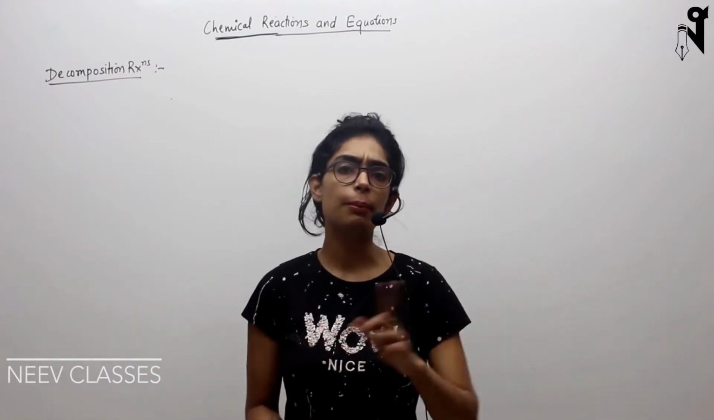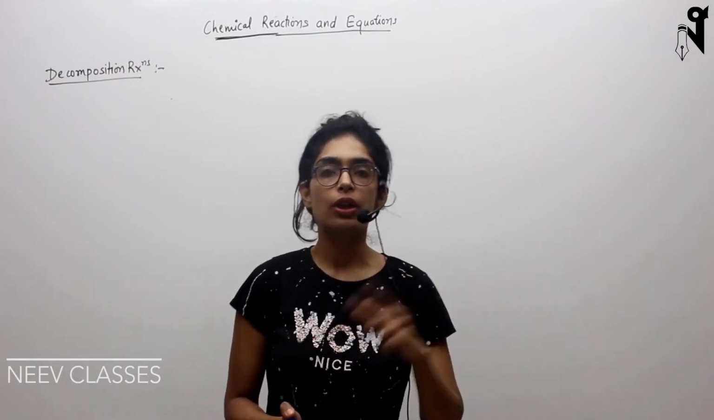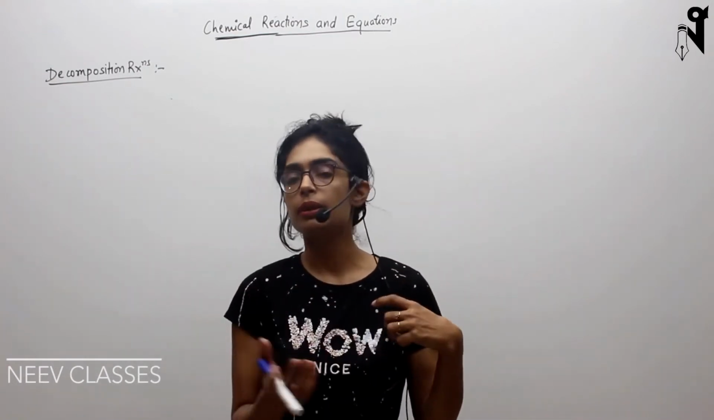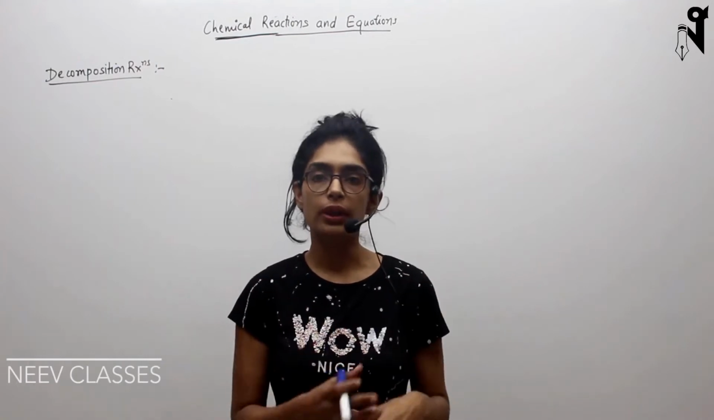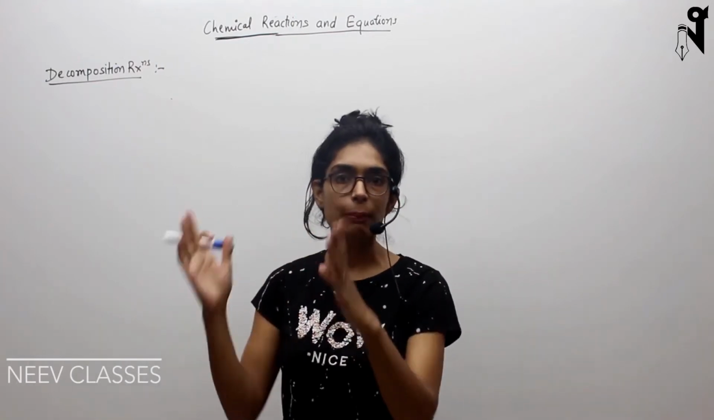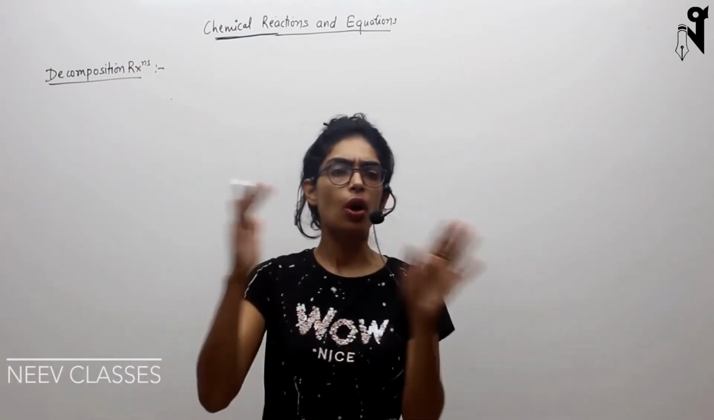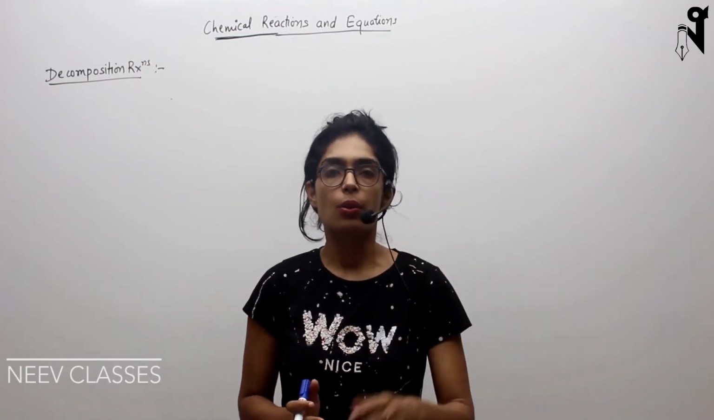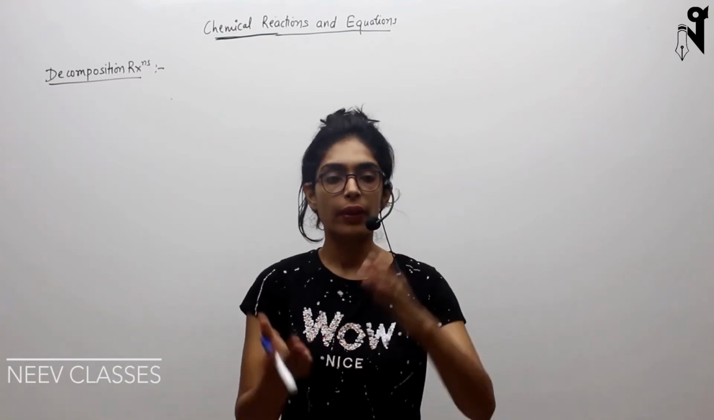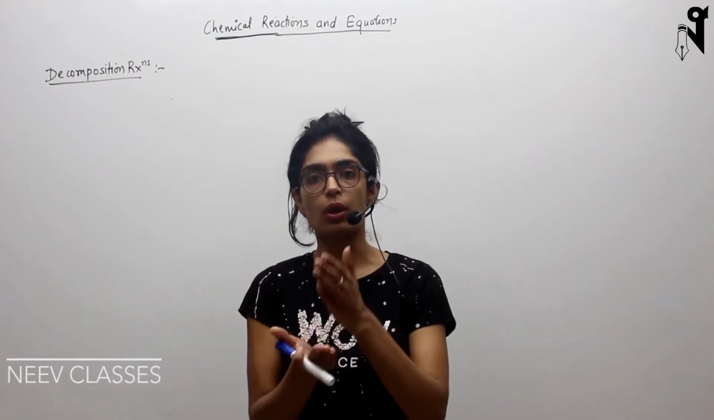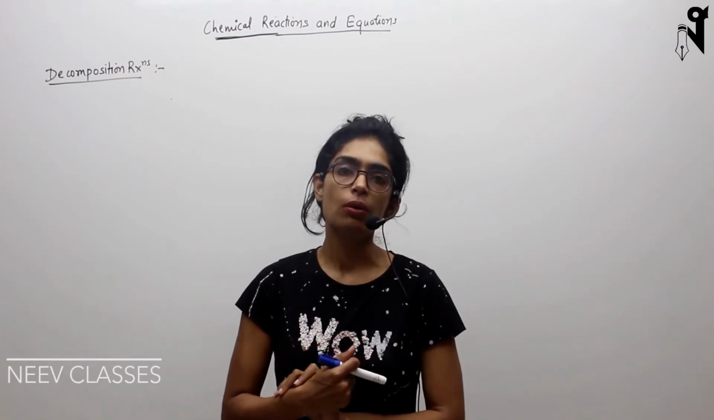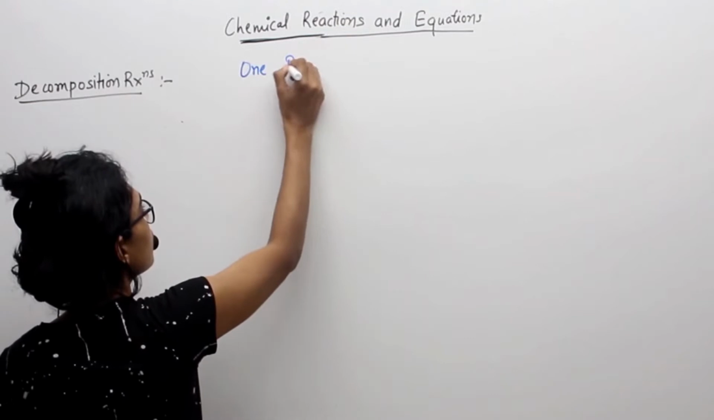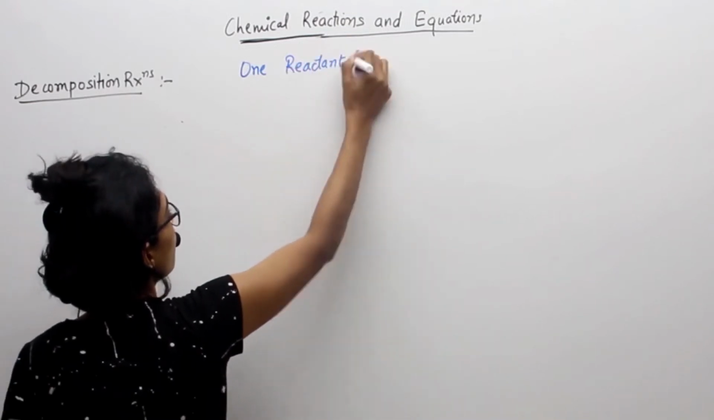Doesn't it look completely opposite to the combination reaction? In combination, we were taking the smaller molecules or atoms or elements or compounds, and they were combining together and forming one big molecule. Now here we are doing the opposite. We are taking a big molecule and doing some activity on it which causes the reaction to happen, and then that bigger molecule breaks down into smaller particles.